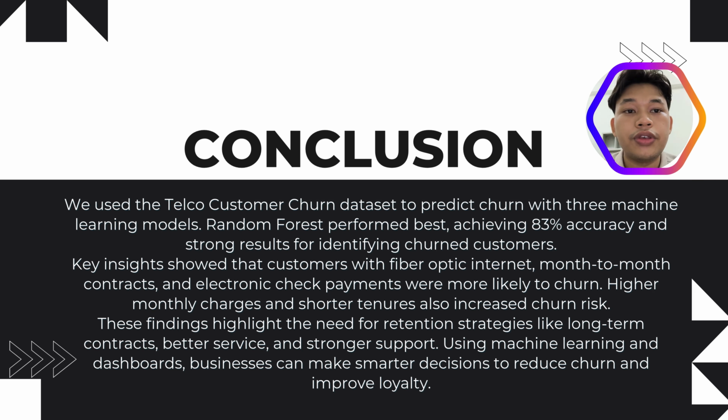And for the conclusion, we use the Telco customer churn dataset to predict churn with the 3 machine learning models. Random forest performed best, achieving 83% accuracy and a strong result for identifying churn customers. Key insights show that customers with fiber optic internet, month-to-month contracts, and electronic check payment are more likely to churn. Higher monthly charges and shorter tenures also increase churn risk. This finding highlights the need for retention strategies like long-term contracts, better service, and stronger support.